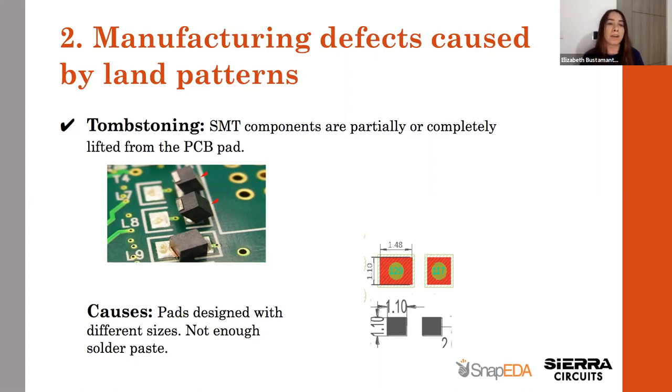The first manufacturing defect is a well-known defect called tombstoning. What happens is that your PCB pad is completely or partially lifted from the board, right? One of the main causes, going back to the land patterns, is when your pads are designed with different sizes, and this happens mostly with SMD two-pad packages.